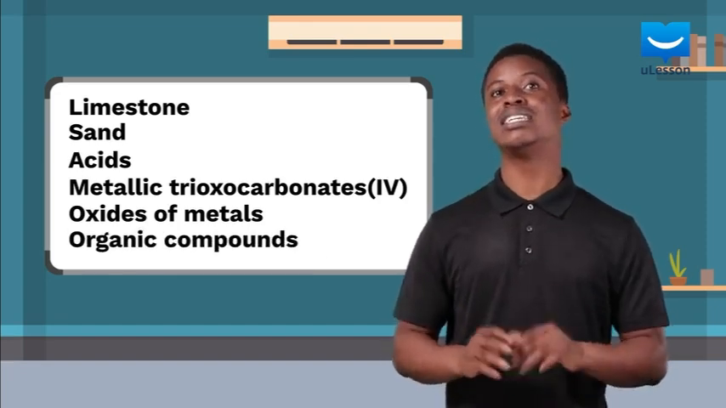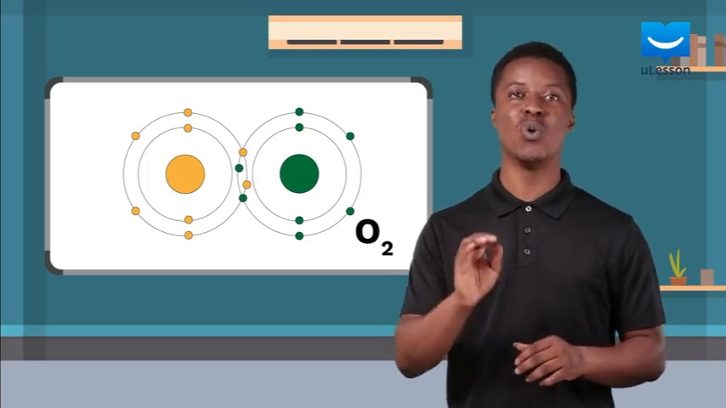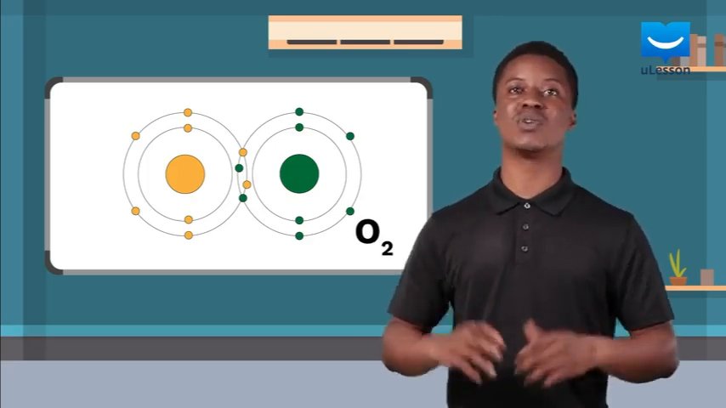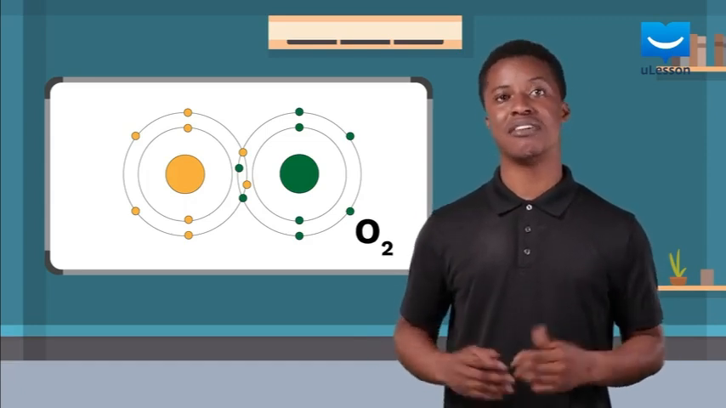Before we conclude, it is important to note that oxygen occurs naturally as a covalent diatomic molecule, O2. In subsequent lessons, we will delve deeper into these very important elements. For now, remember the following.